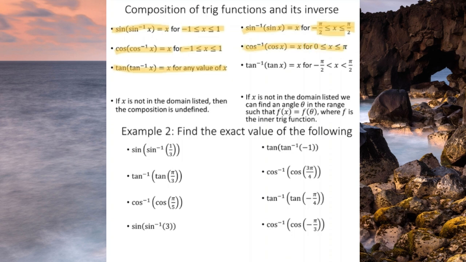Cosine inverse of cosine of x will only equal x if x is between 0 and pi. This is because the range of cosine inverse is 0 to pi. And tangent inverse of tangent of x will only equal x when x is between negative pi over 2 and pi over 2. Again, this has to do with the restriction on the range of the inverse trig functions.